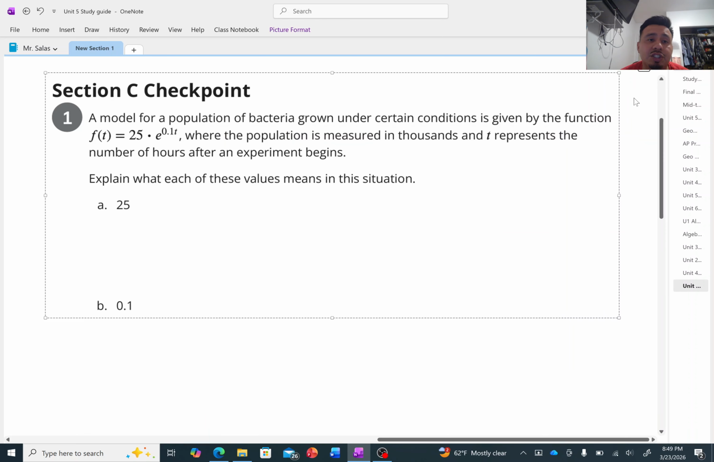We're going to be looking at section C, checkpoint. This one is actually a little bit faster than the other one. I'm just going to take my time and break it down so that way you understand it really well.